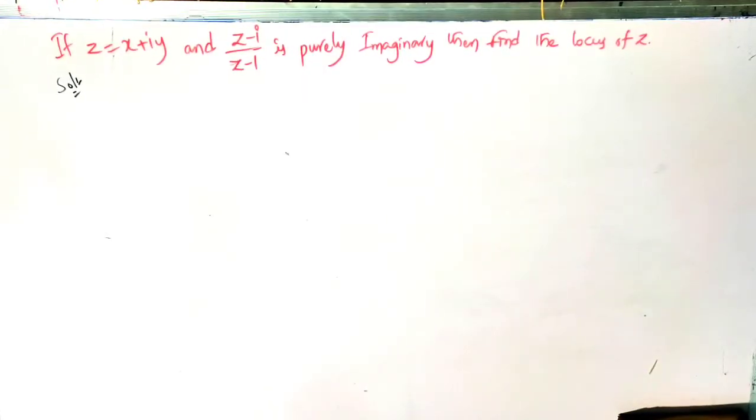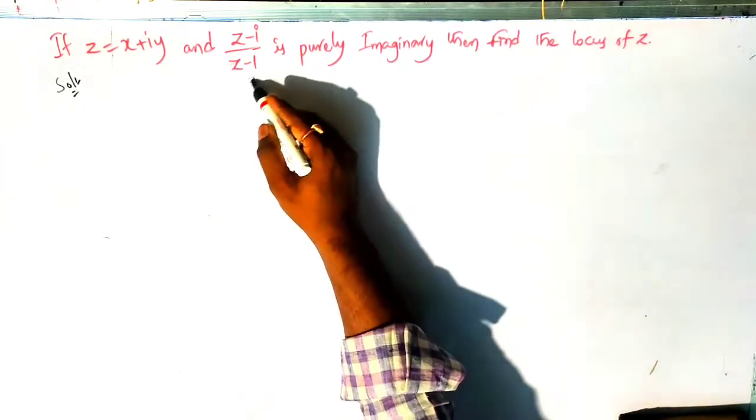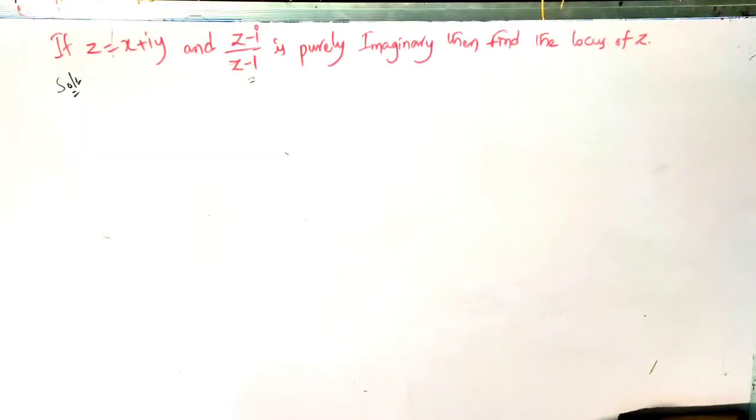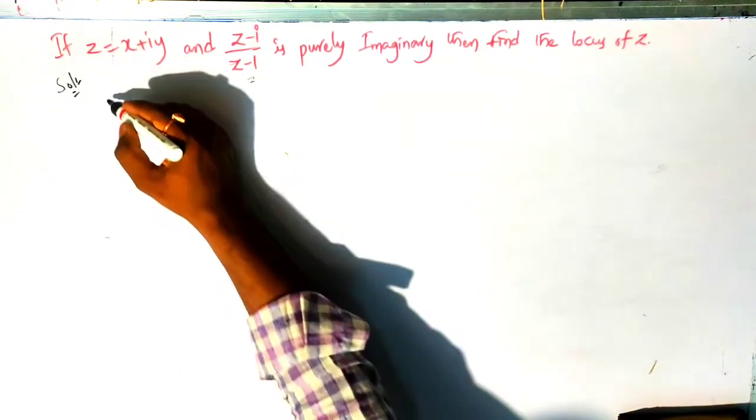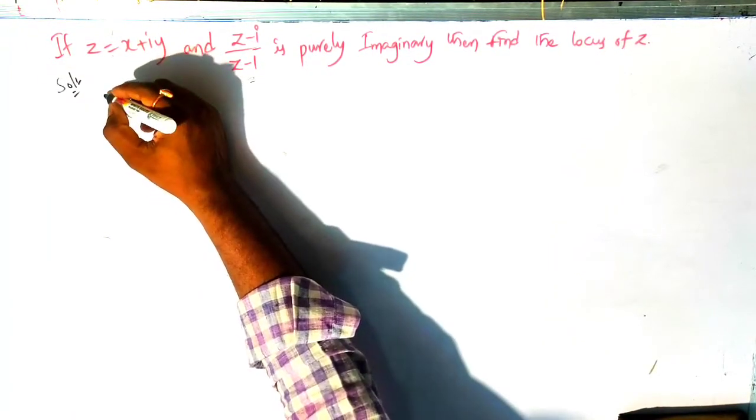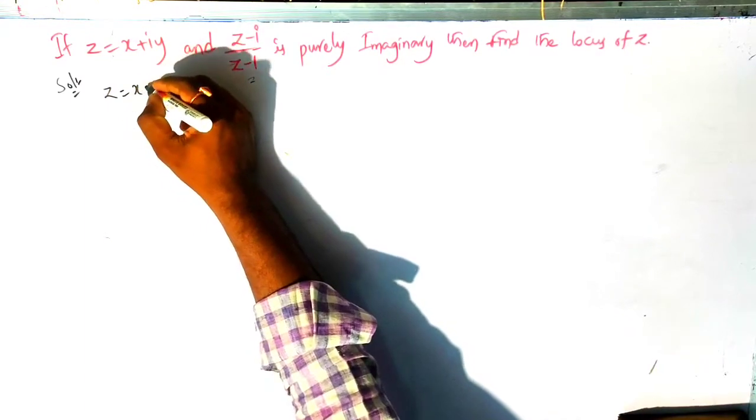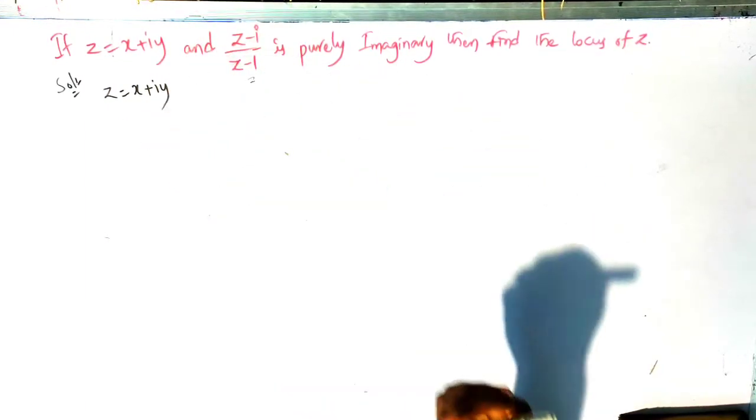Right, next question. If z equals x plus iy and z minus i divided by z minus 1 is purely imaginary, then find the locus of z. Okay, so this value is purely imaginary. Purely imaginary means the real part value is equal to 0. Clear? So we take z equals x plus iy.